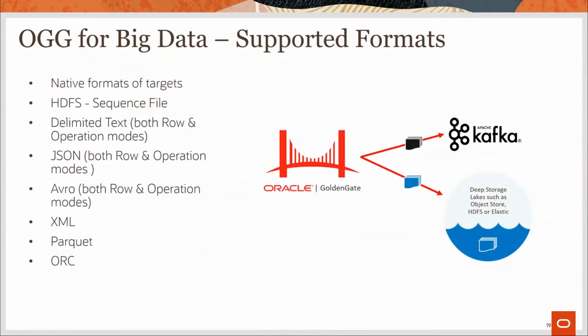GoldenGate for Big Data supports writing data into all of our big data targets in a variety of different formats, such as Avro, JSON, Parquet, and others. Over the years, we've been adding multiple formatters. Some of them are native to the different target technologies, while others are more standard formats that are commonly used industry-wide, JSON and Avro being two of the very typical ones that we see. But we can also, of course, support common delimited files, XML, and others. Those are all included in the baseline functionality for GoldenGate.